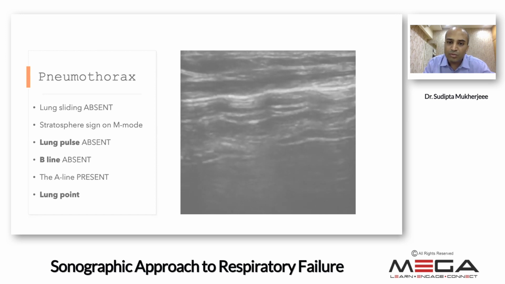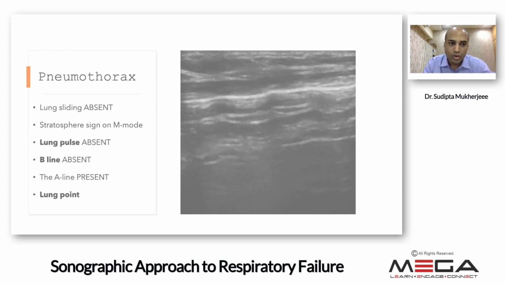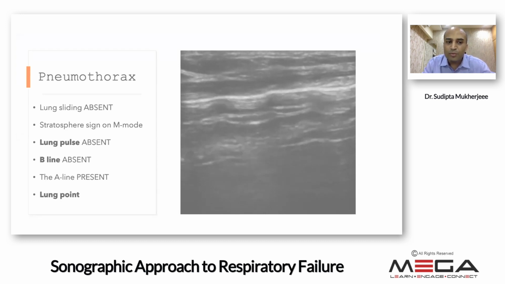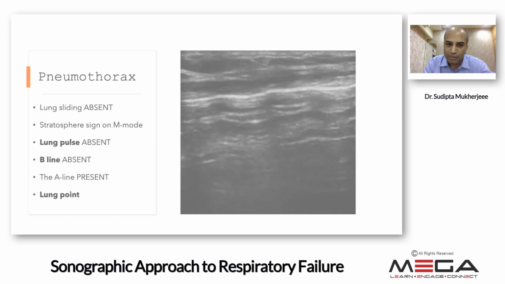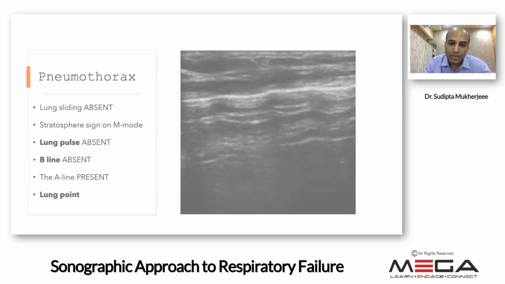So what will happen in pneumothorax? Because there is air between the parietal pleura and the visceral pleura, the underlying true lung is not there, but there is free air. So lung sliding will be absent. And once you put an M mode, it will show the stratosphere sign. I will show that. Lung pulse will be absent because as there is air, cardiac pulsation cannot reach the pleura. B lines will be absent because this is air and no fluid can be there. A lines may be present, and in extreme cases, if you are lucky, we can get a lung point.